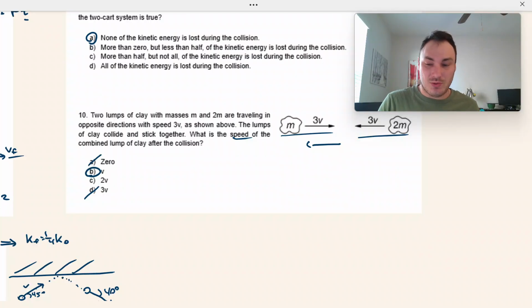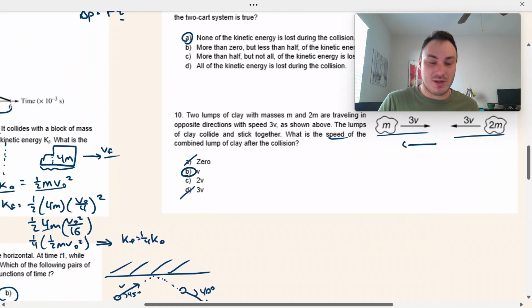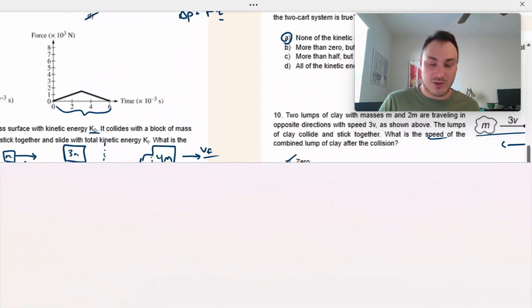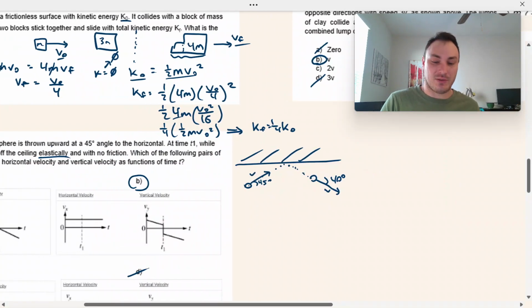So really just use your noggin when it comes to these collision questions, and ask yourself, does this make sense before and after the collision?